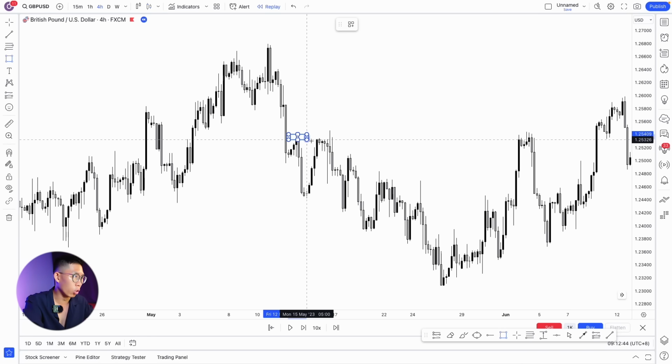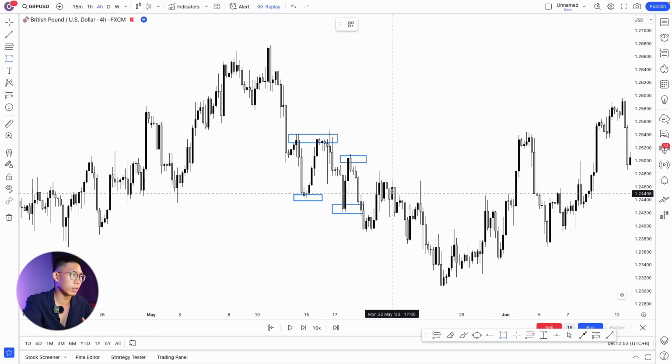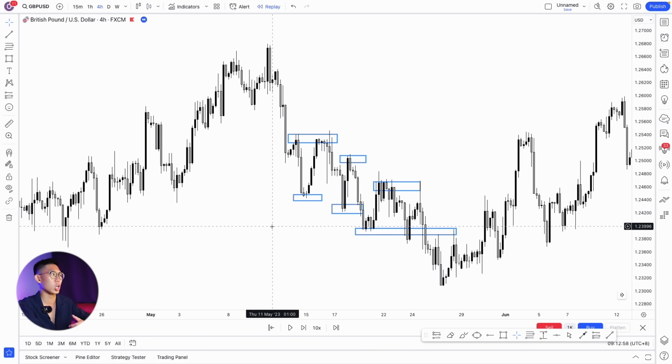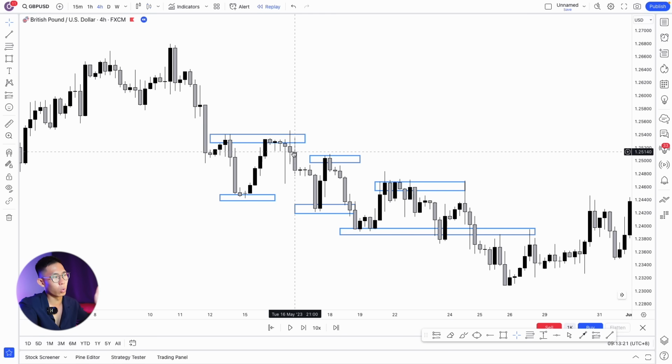Identify the market structure, see whether price is in an uptrend or downtrend, and then start marking up your lower highs right here. Another lower high, and then another lower low and lower low. So price is creating lower high, lower low, lower high, lower low, and creating another new lower high and another new lower low. So this is the major structure on the 4 hour time frame, a downtrend. You can see in the major structure, price creating a lower high, lower low, lower high, lower low.